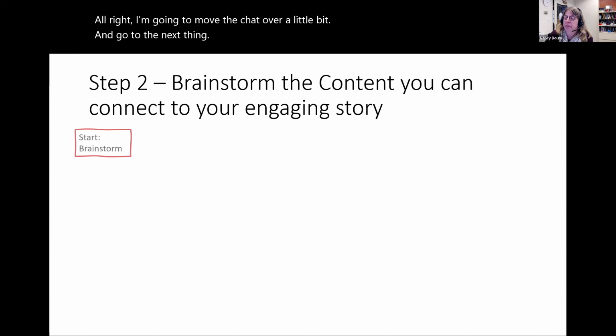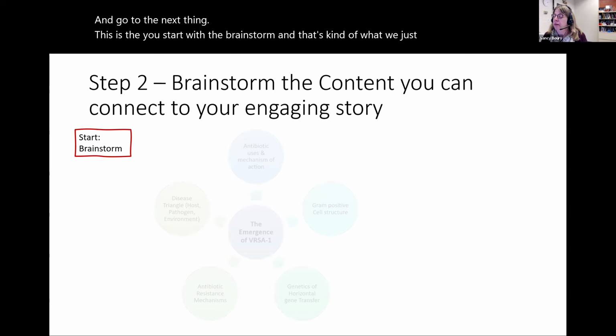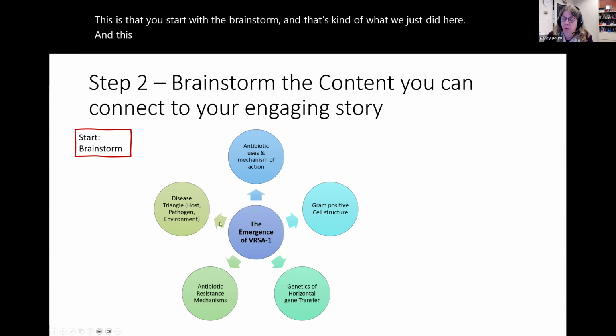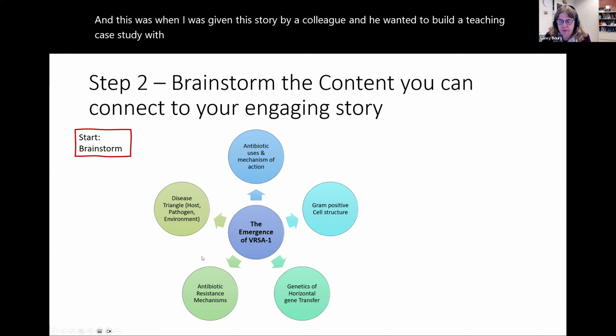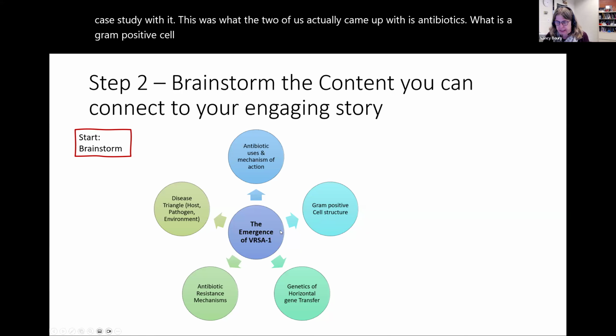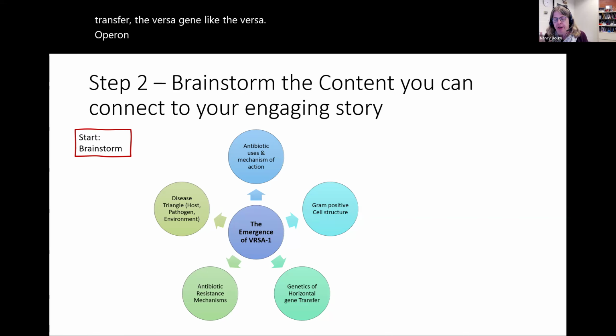This is kind of, you start with the brainstorm, and that's kind of what we just did here. And this was when I was given this story by a colleague and he wanted to build a teaching case study with it. This was what the two of us actually came up with: antibiotics. What does a gram-positive cell look like? Because this is staph.